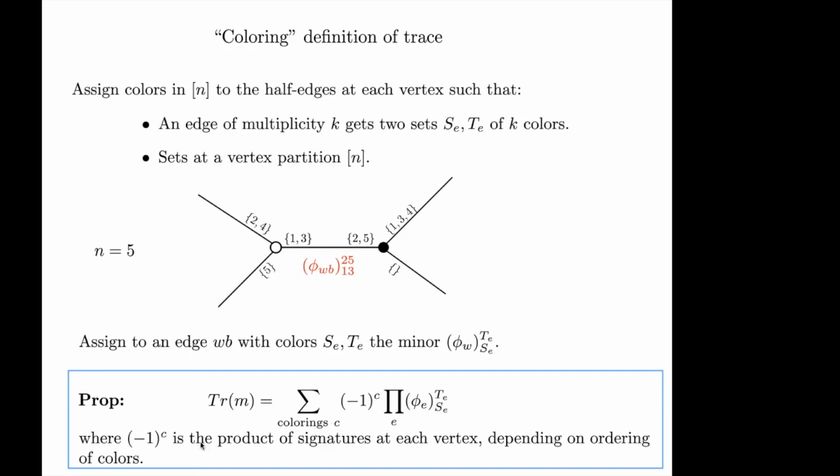And what's the sign? When you put the colors around a vertex, there's some order, there's a permutation associated to it.